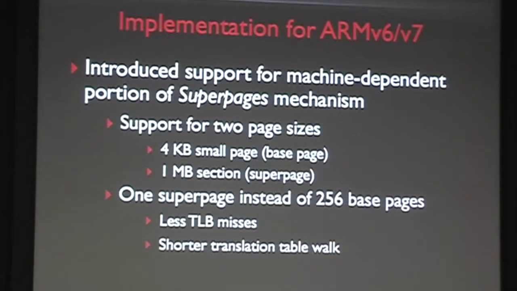So, summarizing this, we created support for 2 page sizes. We have a 1 megabyte section that serves as a superpage, and a 4 kilobyte small page that serves as a base page. So we've got one TLB entry that maps the equivalent of 256 base pages, and a shorter translation table walk if it goes through only the level 1 translation table.